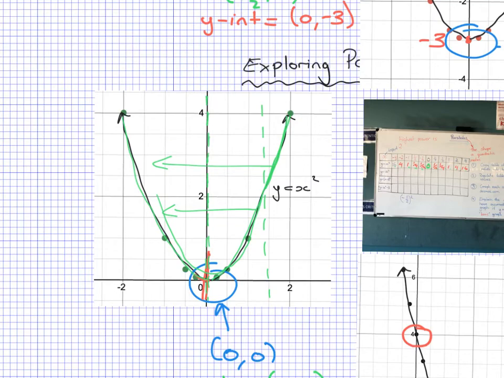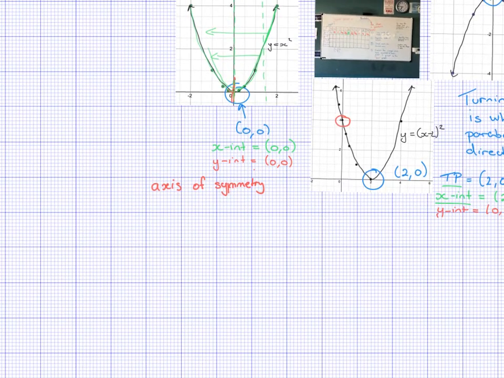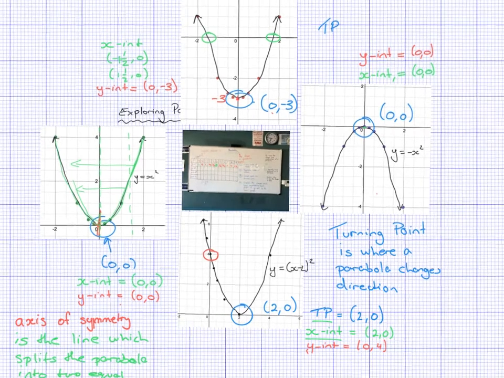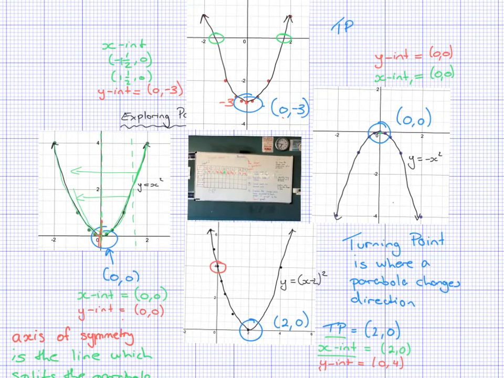All right. So the axis of symmetry is the line which splits the parabola into two equal halves. All right, now that is going to be the thing that you look at every single time, just that definition to help you work out where the axis of symmetry is.